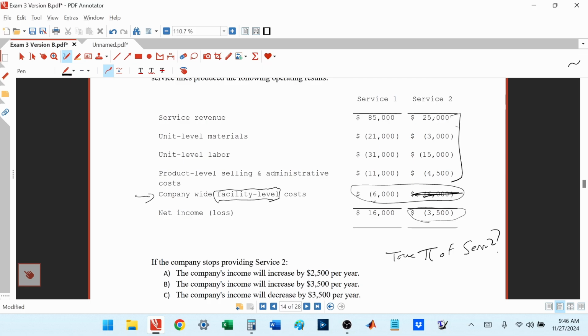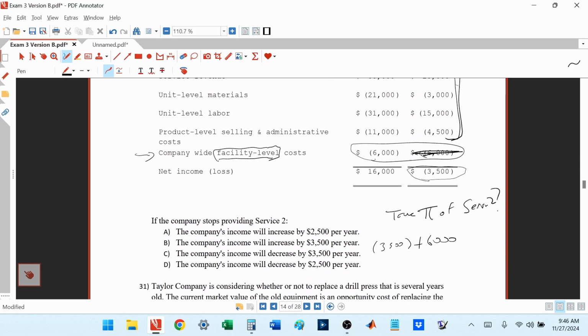If we get rid of Service 2, we definitely would get rid of this revenue. We would get rid of these costs. So this right here is the true income of Service 2. So one way to do it, just do 25,000 minus 3 minus 15 minus 4.5. Or you could just take our negative 3,500 and add back $6,000. Add this 6,000 that was subtracted to get the negative 3,500, add that back. And so Service 2's true net income is $2,500. So if we get rid of Service 2, the overall company's income will go down by $2,500.